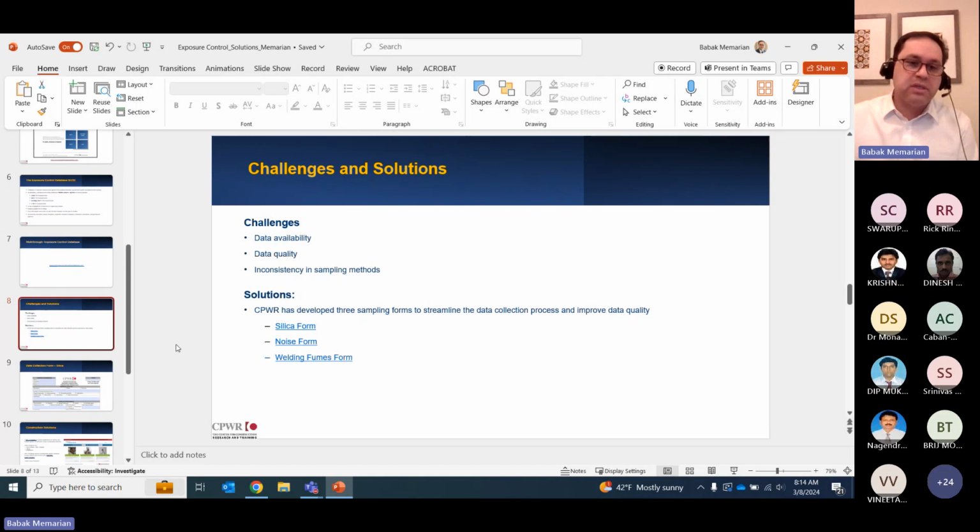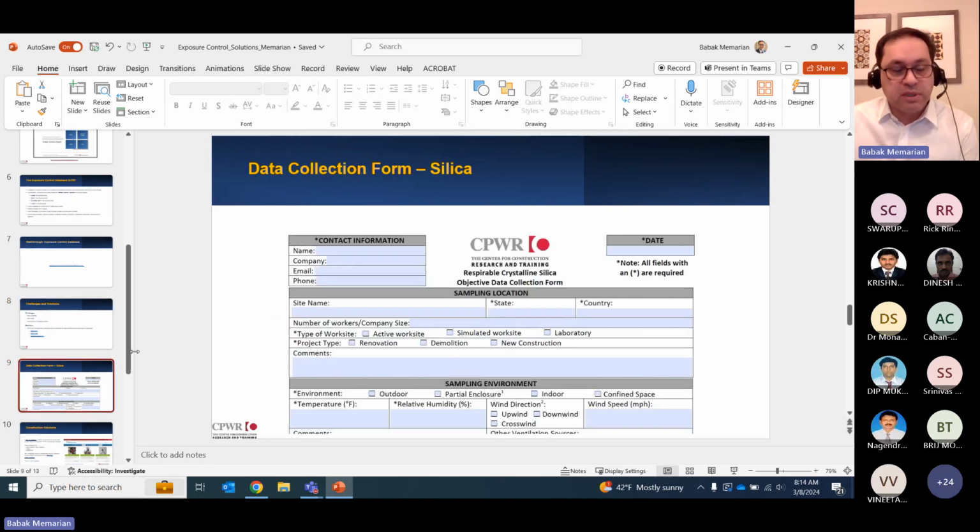So to address this challenge and to facilitate the data sharing process, to streamline and standardize the process, we developed a data collection form and a data sharing form, as you see for silica, for noise, and for welding fumes measurements. These are all available through the website that I showed you.